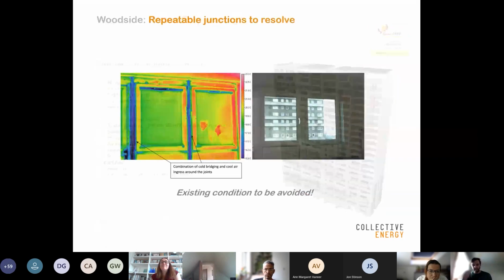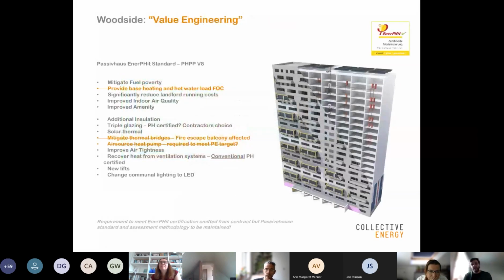In the process, to meet the contract, the actual requirement to meet certification was dropped because we were in PHPP, the Passive House Planning Package, version 8. It's now currently 9, and version 10 is coming out soon, and there are subtle tweaks with that. But we weren't able to meet the primary energy demand in version 8 without those renewables. But the methodology was to be maintained.